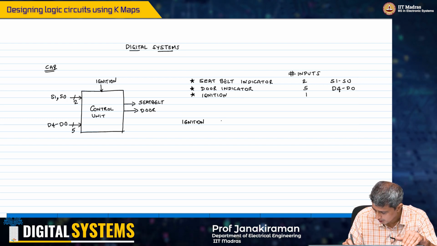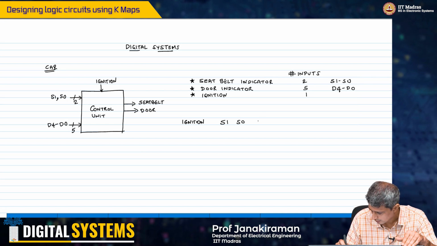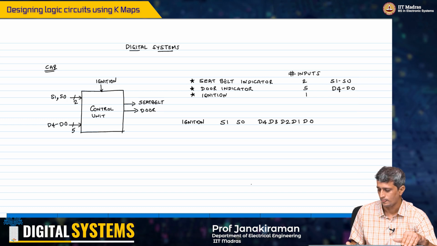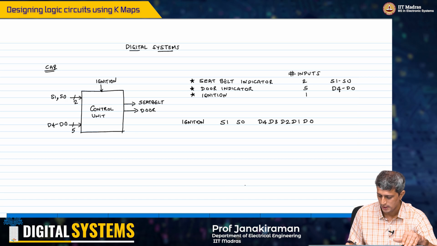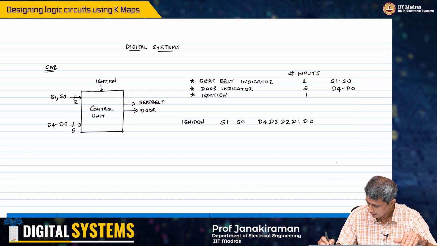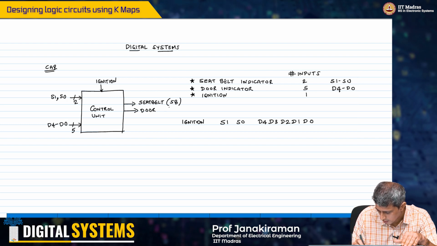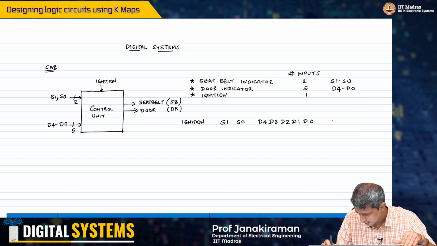Okay, ignition, S1, S0, D4, D3, D2, D1, D0, right? I have so many inputs, and I'm going to call the outputs seat belt and DR, okay.